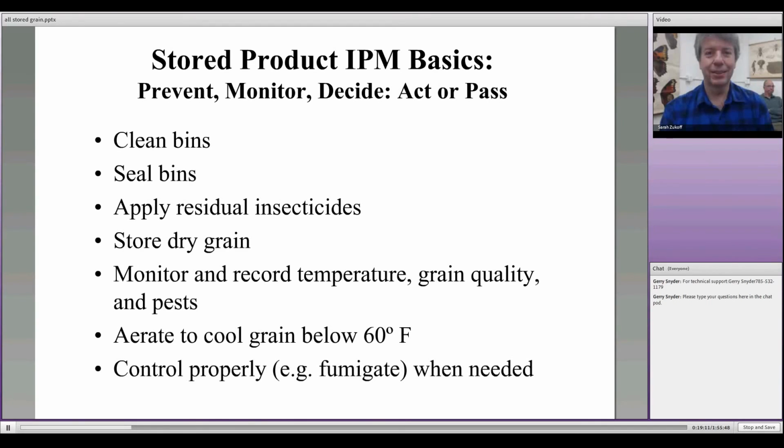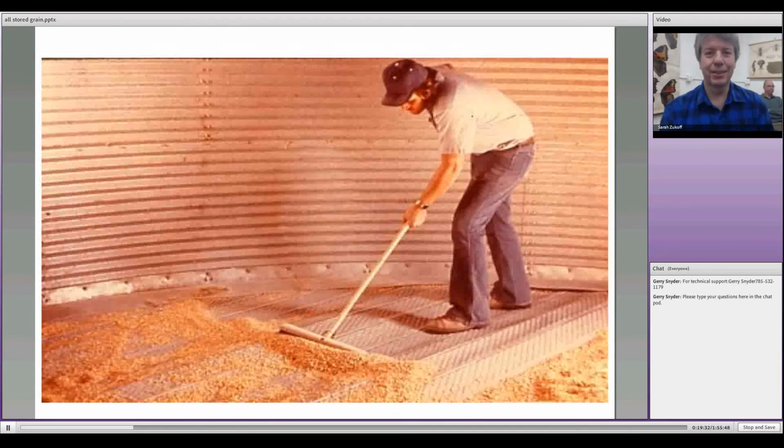And then if you have to control an insect population before selling because either it's enough to get docked or it's really infested and there's no way you're going to make any money on it unless you fumigate, okay? So fumigation is a very important part of grain storage and management. It's also the most difficult to do and the most dangerous to be involved with.